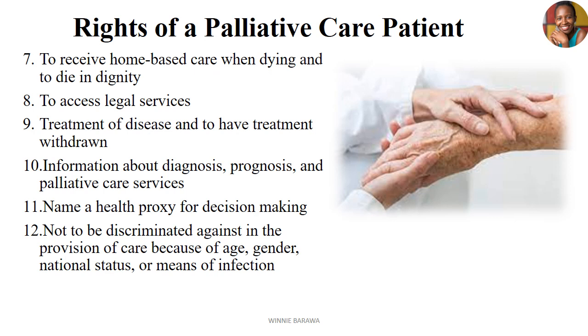At a moment where the patient is critically ill and they're not able to make decisions on their own, they are allowed to name a proxy who can help in decision making, or a person of sound mind who can assist them in making proper decisions. And lastly, it is the right of a palliative patient not to be discriminated against in the provision of care just because of age, gender, national status, or a means of infection. So these are rights that are known to belong to patients who are on palliative care.